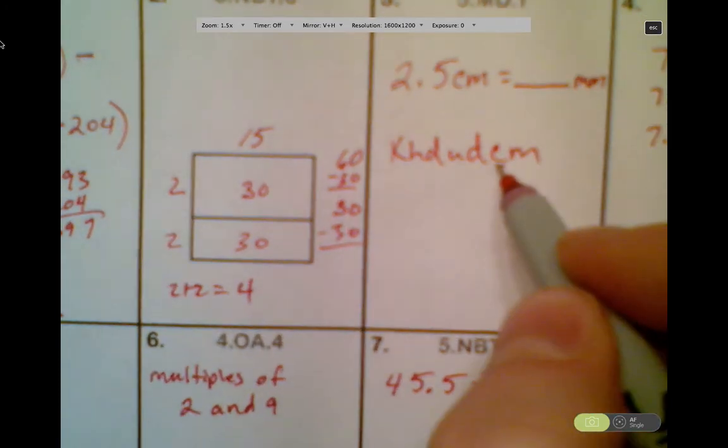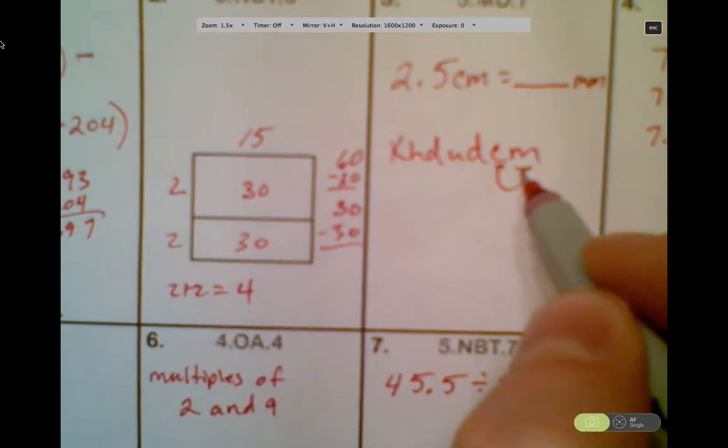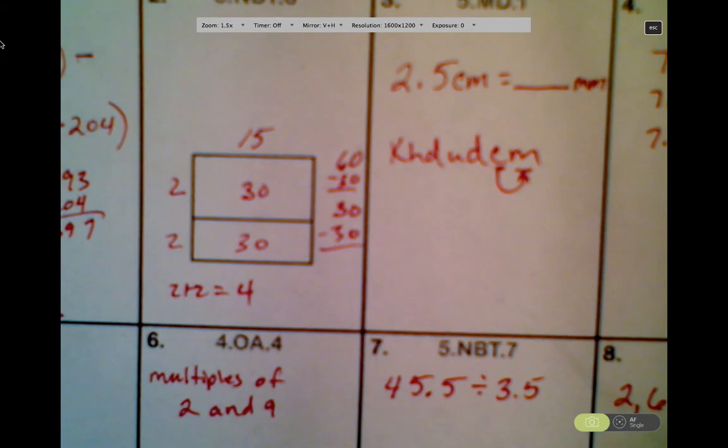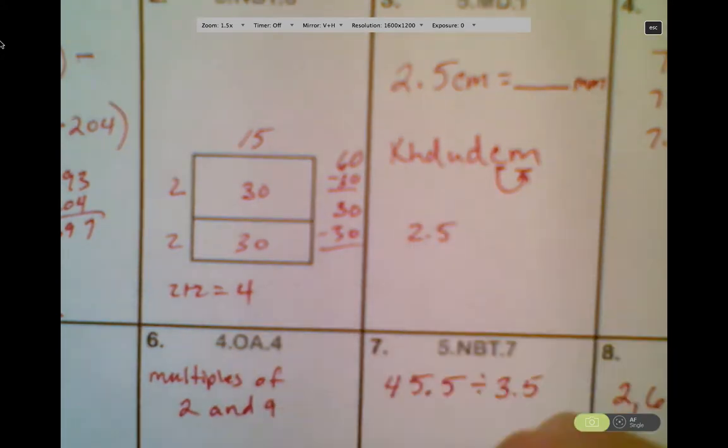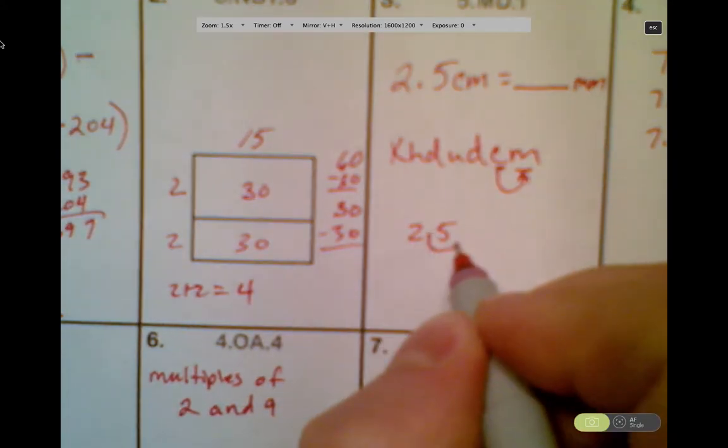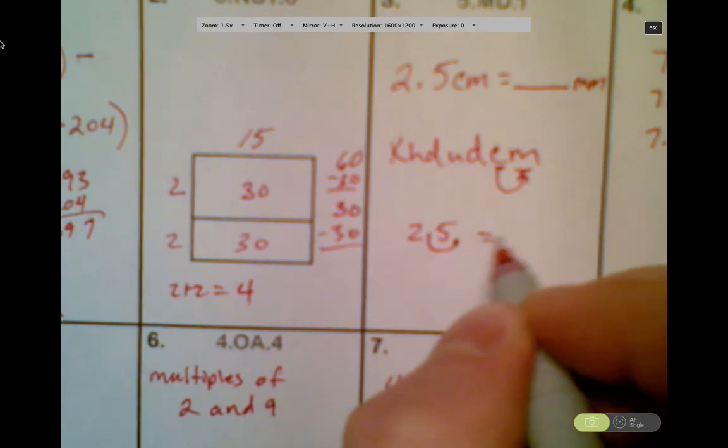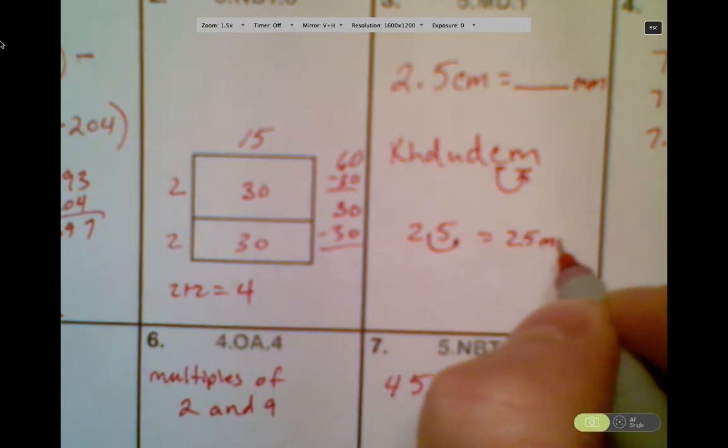Here's my centimeters. Here's my millimeters. I got to go one spot to the right. Here's my number, 2 and 5/10. Take my decimal point, move it over one spot to the right. And that would be 25 millimeters.